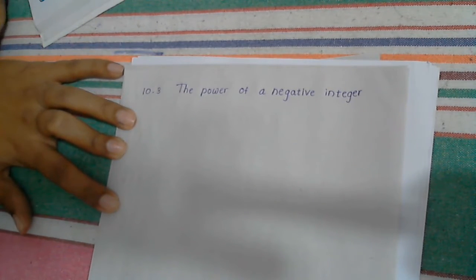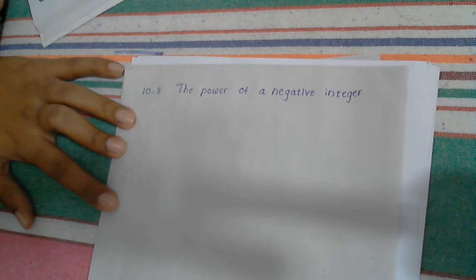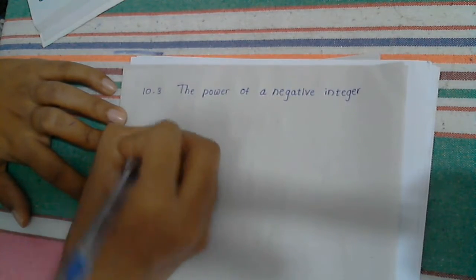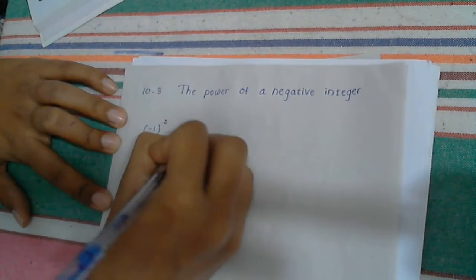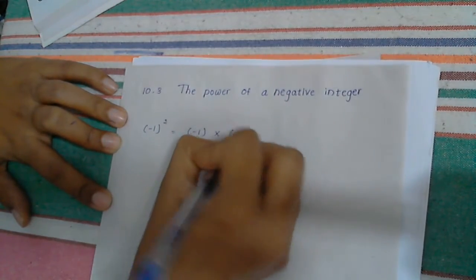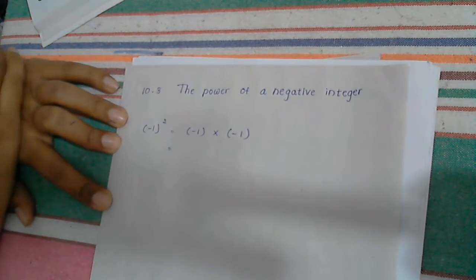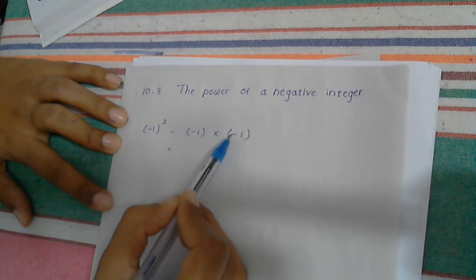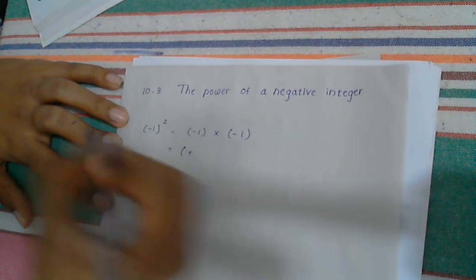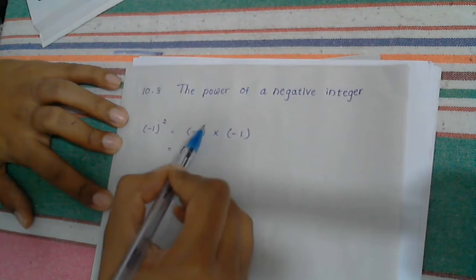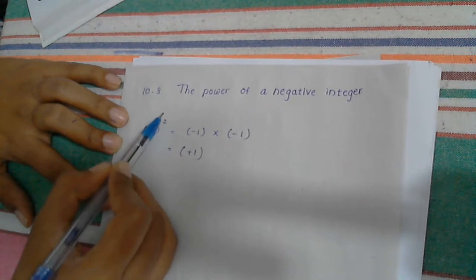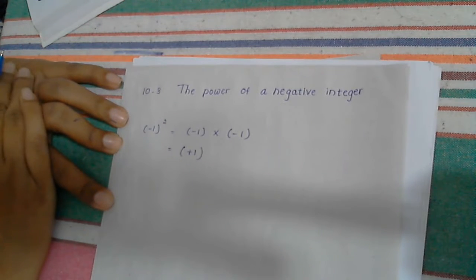For an example, let's see the second row. The integer is negative 1. We have to find its second power. That means negative 1 to the power 2, that means negative 1 multiplied by negative 1. To take the value, here we have a sign also, so we have to consider the sign. Negative into negative, you know it is positive. Then multiply the numbers, 1 multiplied by 1 is 1. So negative 1 to the power 2 is equal to positive 1.